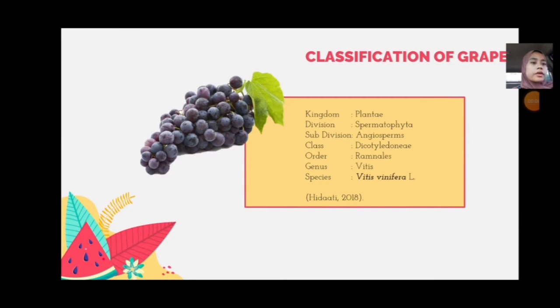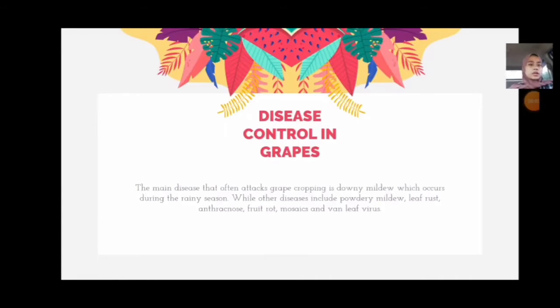Okay, classification of grape. Kingdom Plantae, division Spermatophyta, subdivision Angiospermae, class Dicotyledon, order Rhamnales, genus Vitis, species Vitis vinifera. Disease control in grape. The main disease that often attacks grape crops is downy mildew, which grows during the rainy season. Other diseases include powdery mildew, leaf rust, anthracnose, fruit rot, and fan leaf virus.